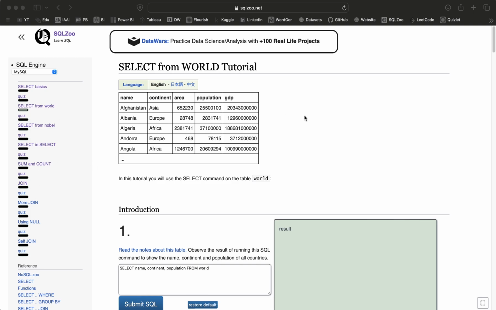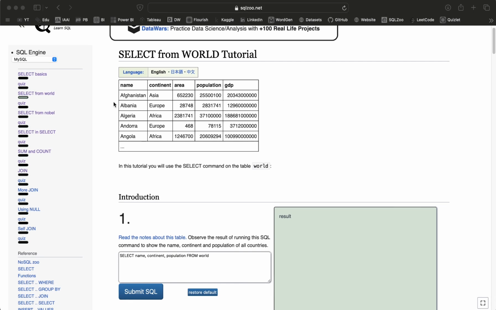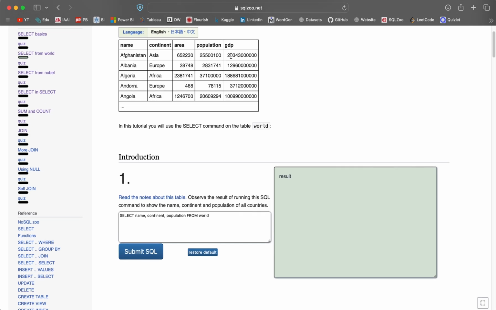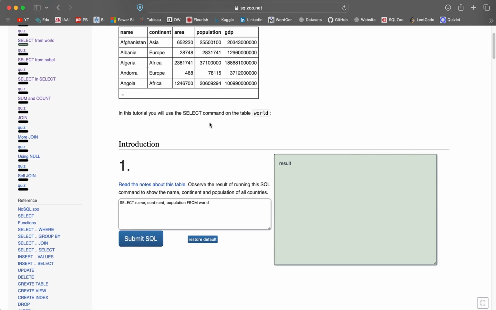Let's get started. We can see we have a little portion of our table showing name, continent, area, population, and GDP as our columns. We're assuming that the table is called world. It says in this tutorial you will use the select command on the table world. So let's get started.